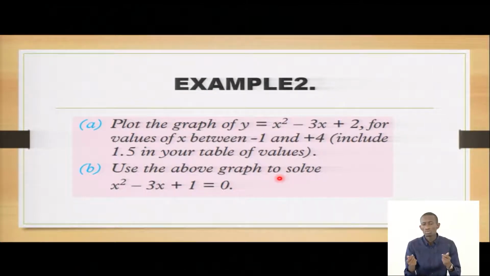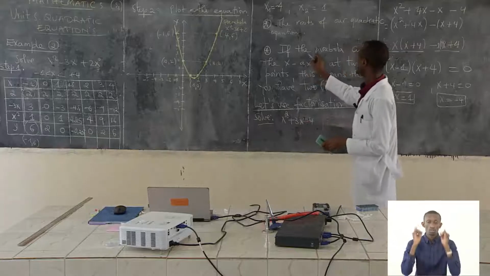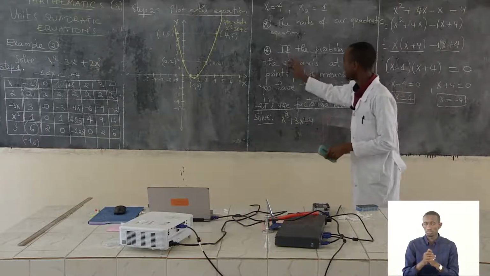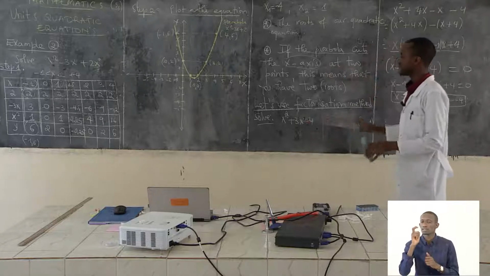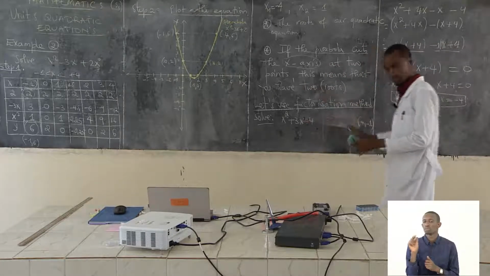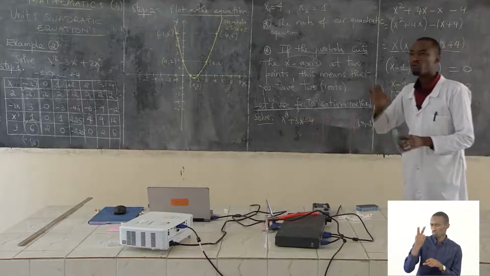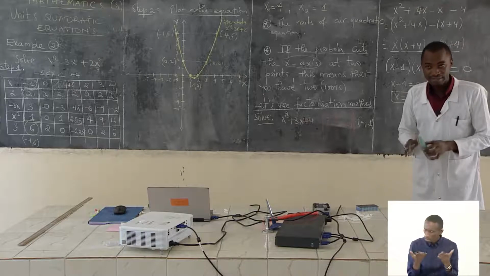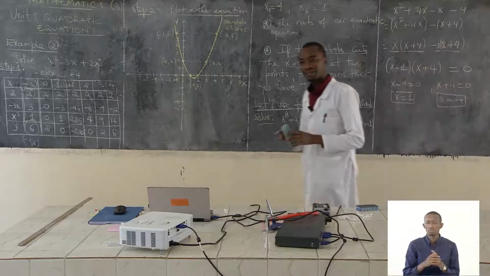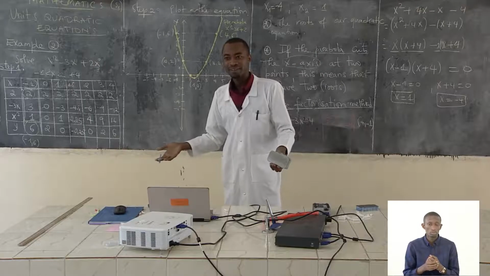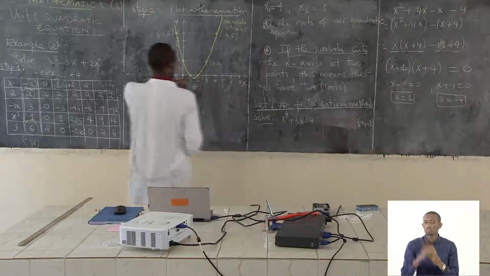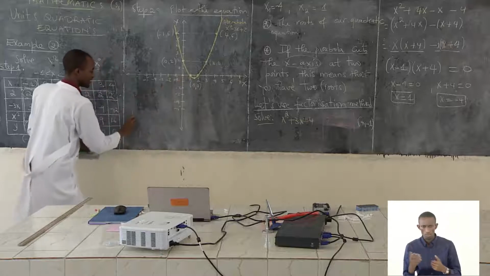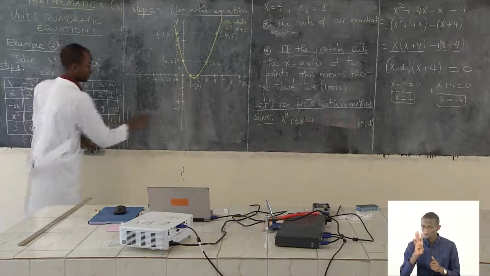When you use the graph to solve, I have given you the information, which is very important. I have told you if the parabola cuts the x-axis at 2 points, this means that you have 2 roots. From our graph, we are going to see where the parabola is cutting the x-axis. And where it cuts, those are the values of x. It means you look where it is cutting.